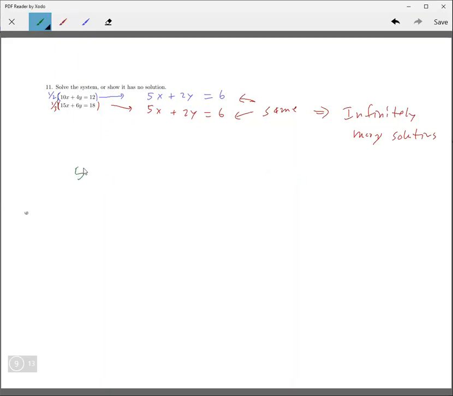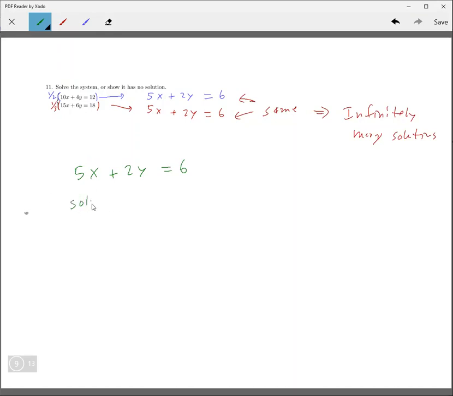Here's what it's going to do. There's only one equation now, basically. Instead of having a system, you've got this equation. Everything that satisfies this equation is a solution. And they said let x be itself.